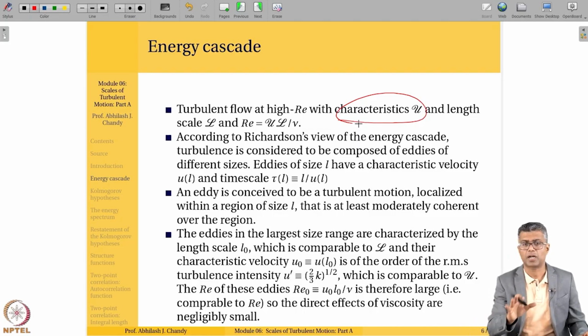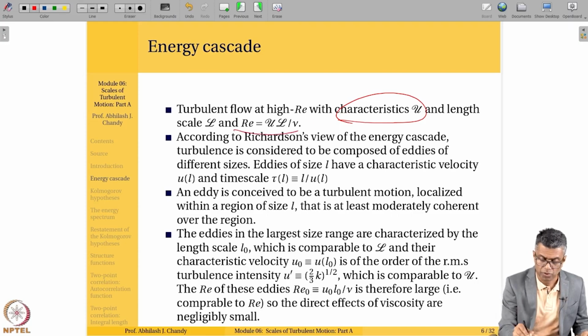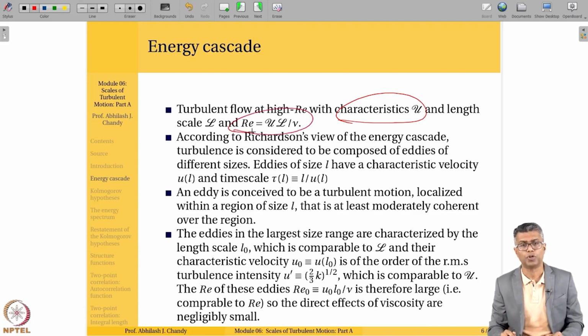So these are your characteristic velocities, the velocities that determine the characteristics of the flow. And you have a characteristic length scale, which I described earlier. So you can define a Reynolds number based on this. Re is equal to UL over nu, where U is the characteristic velocity scale, L is the characteristic length scale, nu is the kinematic viscosity.